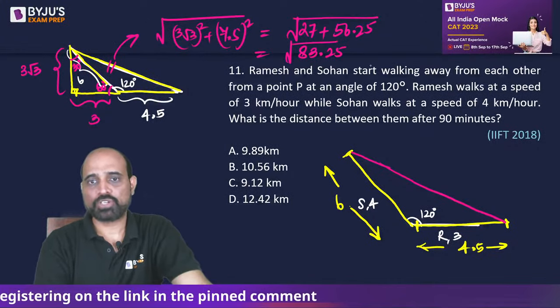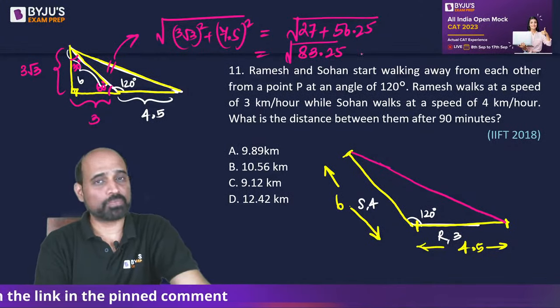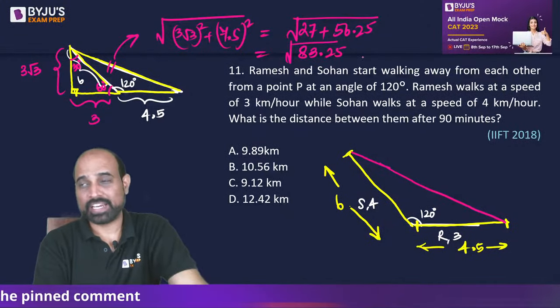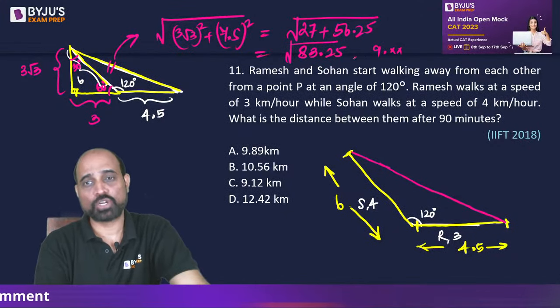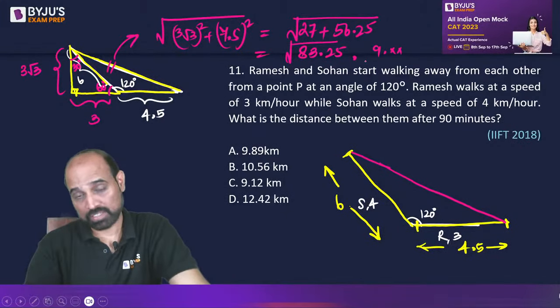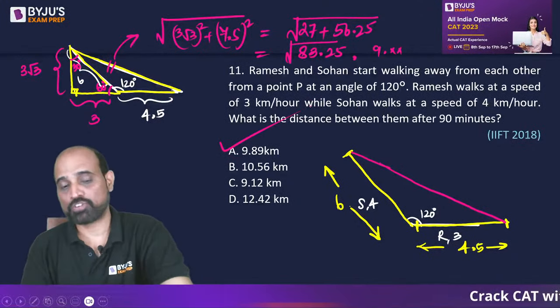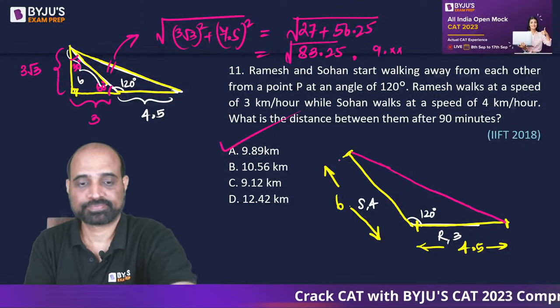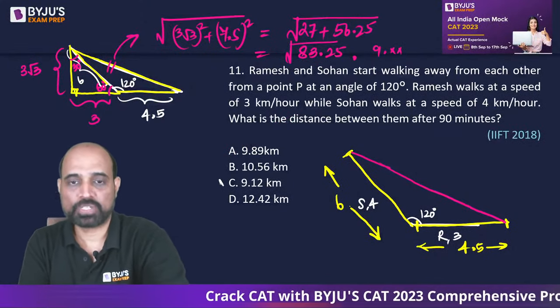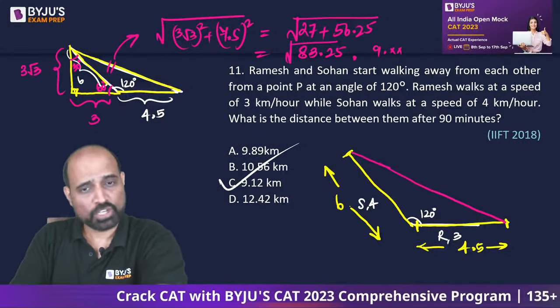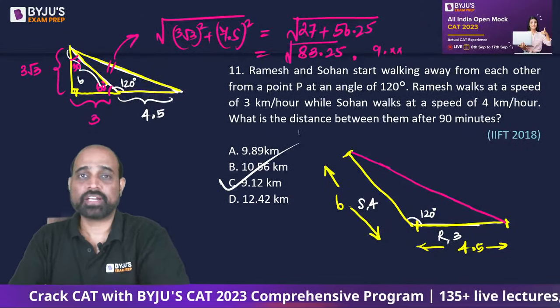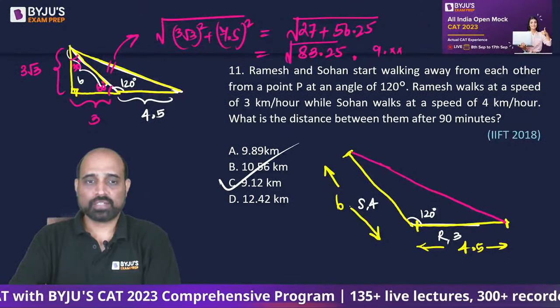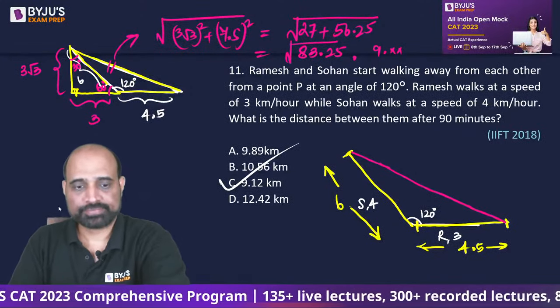So we are pretty sure that root 81 is 9. Root 83 will be 9 point something, and it's going to be closer to 9 than to 10. So closest to 9 we have option A, which is 9. Sorry, option C. We have option C as 9.12. That's the closest one to 9, right? Okay.